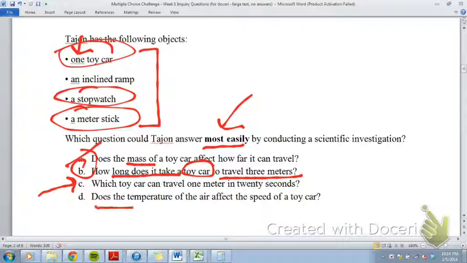And the last one is the temperature. Well, we don't have a thermometer, so there's no way to do D. Hopefully that made sense. If not, we're going to have one more like that coming up.